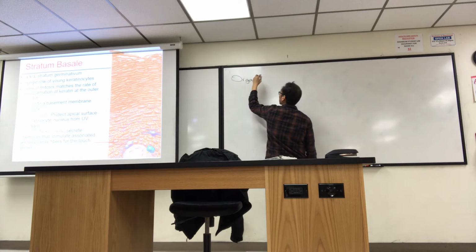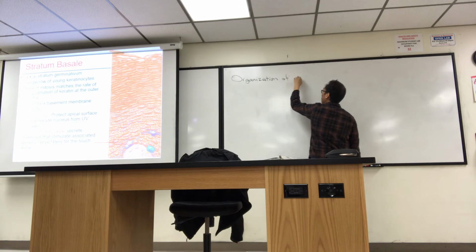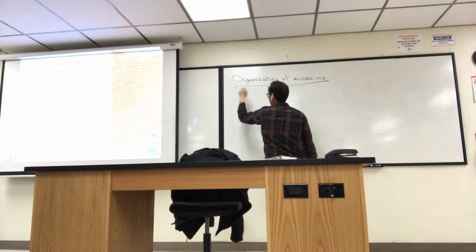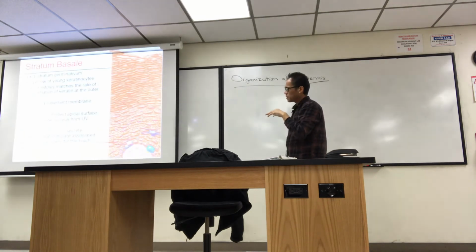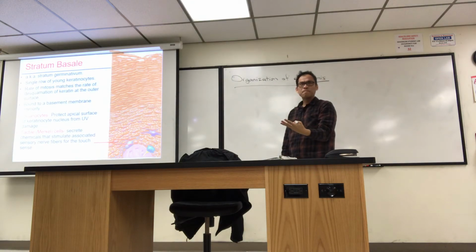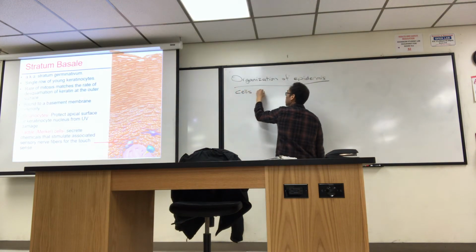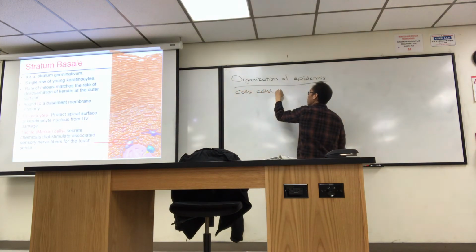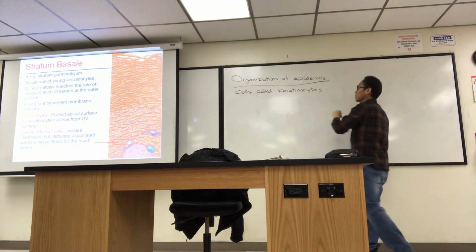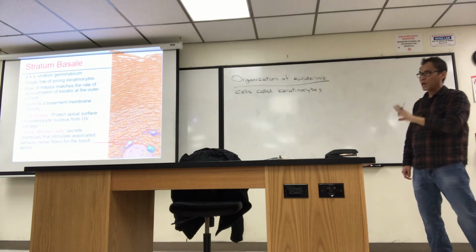Organization of epidermis, going from the bottom to the top. They call these epithelial cells keratinocytes because they just make keratin. So young living cells at the bottom, dead by the time you get to the top. Bottom layer, stratum basale.